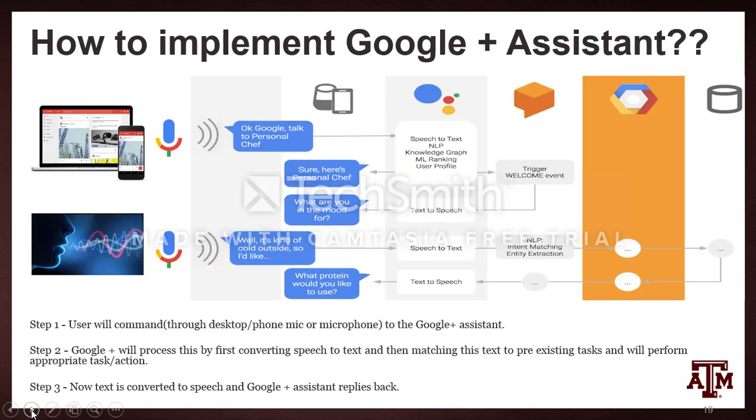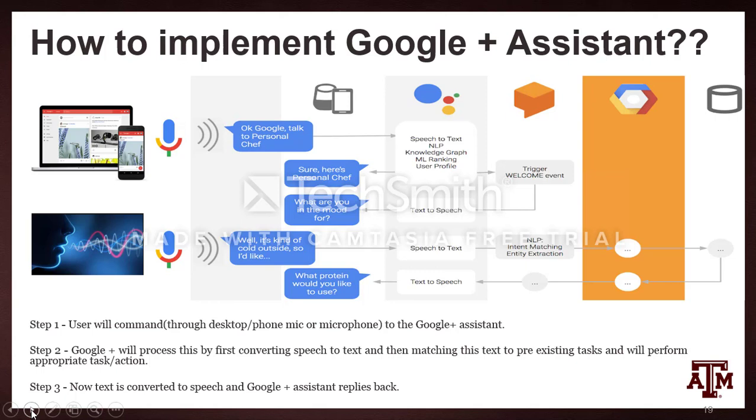Now let's see how we could implement Google Plus Assistant. A typical working of such a voice command system is shown in this slide. Step 1, the user will command through maybe desktop, phone, or microphone. This command will go to Google Plus Assistant. For example, "OK Google Plus, connect me to Tanvi from my circles."